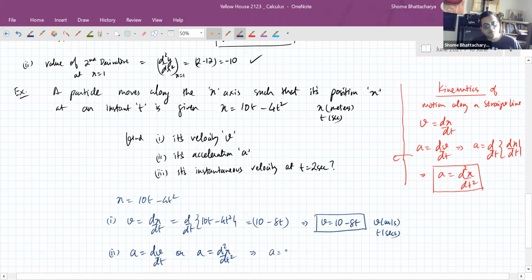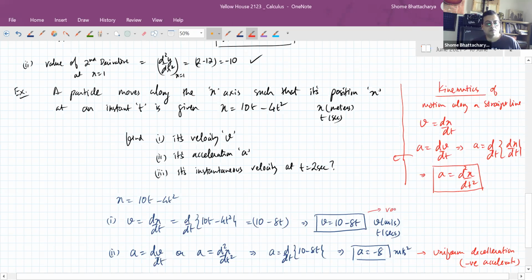The minus sign just shows that the direction of acceleration is along the negative x-axis. Notice one thing: this is a uniform deceleration, because it is a negative acceleration, and uniform because it's not varying with time, whereas this is a variable velocity because it's changing with time.